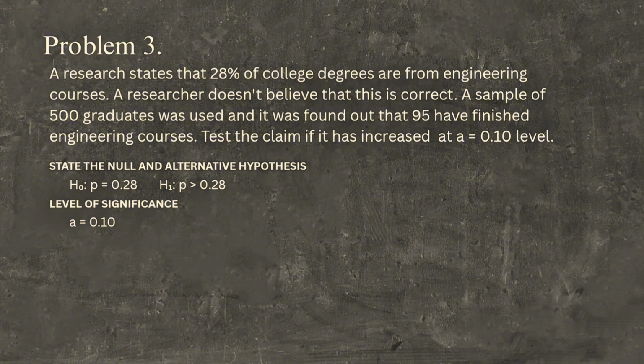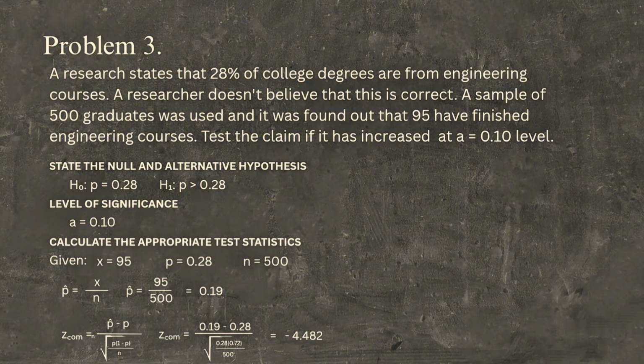So let's compute the test statistic. So let's identify the given values first. So the sample size, which is the n, is 500. And the number of engineering graduates, which is the x, is 95. And the population proportion is 0.28. So let's first compute the sample proportion. So that is 95 divided by 500. So our sample proportion is 0.19.